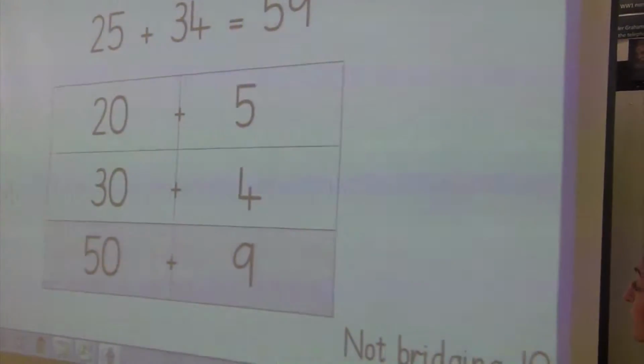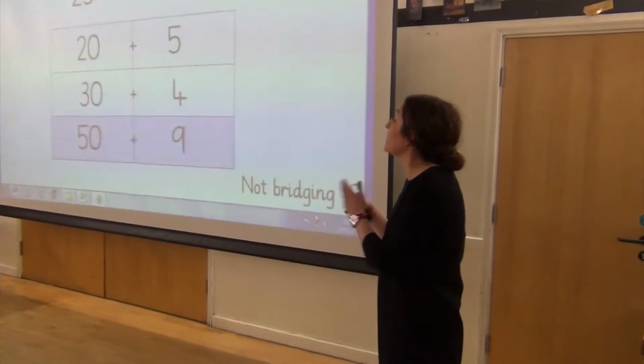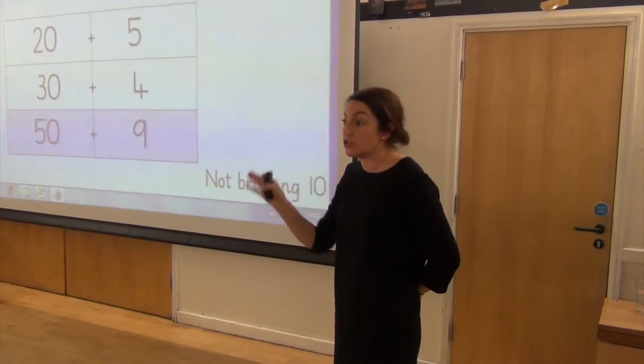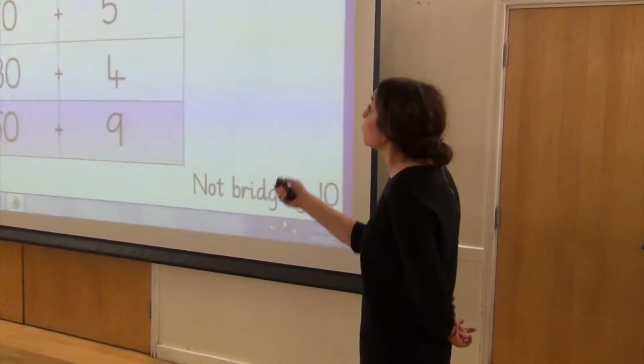So that's one way that we've taught them this year, and we've encouraged them to lay it out like that so that when they do move forward into Key Stage 2, and if they move on to using more of a column method, this will help them.